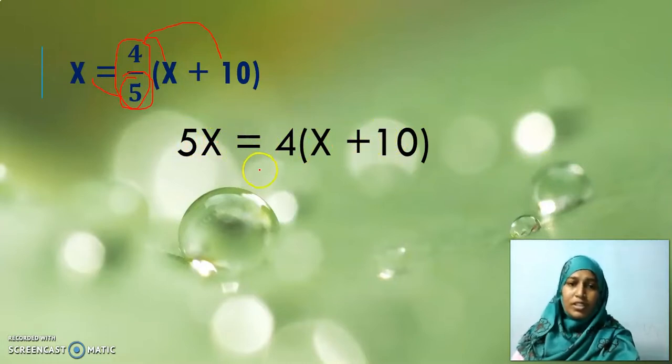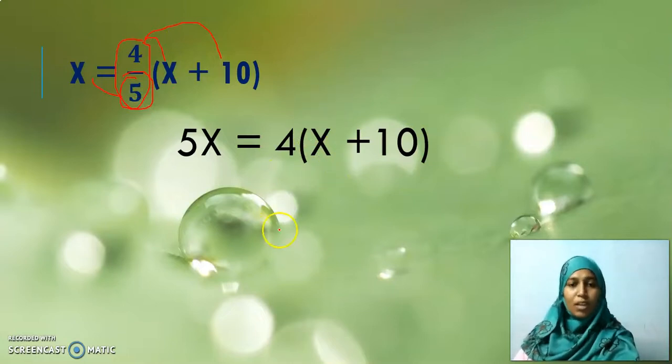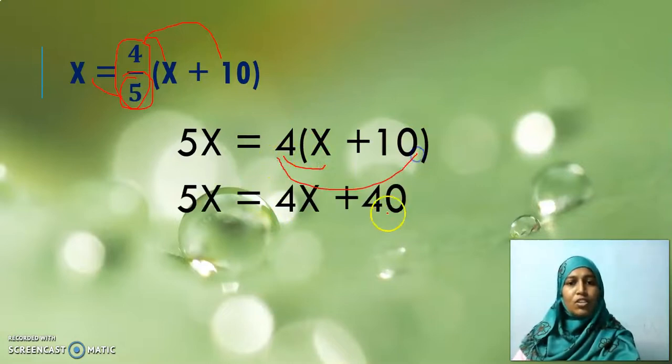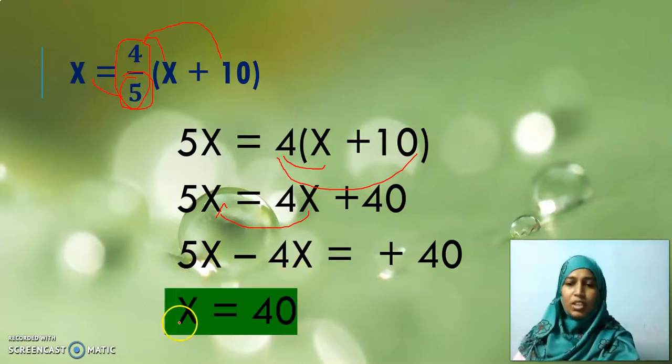This will be easier. Instead, you can also try multiplying 4 by 5 into x and 4 by 5 into 10 and check whether you get the same answer. Surely you should get the same answer. Now again the same rule: 4x, and 4 into 10 is 40. Now I have to transpose this 4x to the left hand side. I get 5x minus 4x equals plus 40. What is 5x minus 4x? 1x, which is nothing but x, equals 40. Now what's the solution? x equals 40.